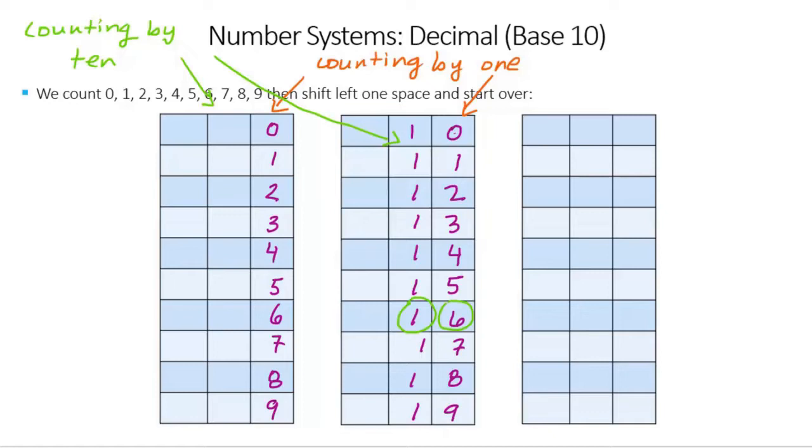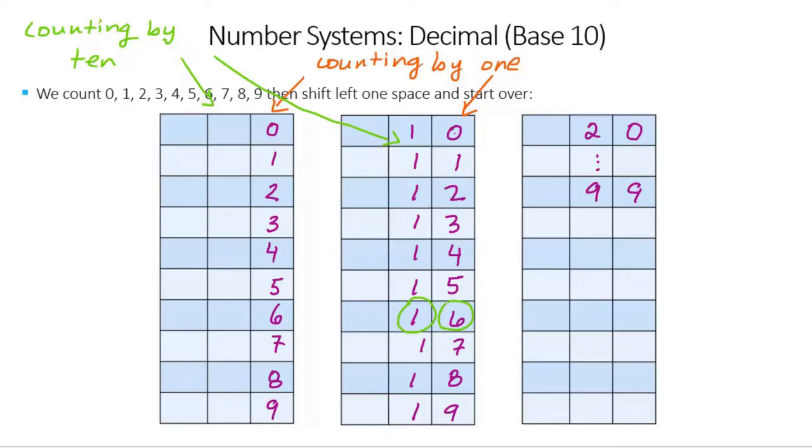When I pull out my next piece of candy, how do I record that? Well, I now have 2 groups of 10. So in the ones place value, I roll the place value back to 0, and I increment the place value on the left by 1. I now have 2 groups of 10 and no additional groups of 1.